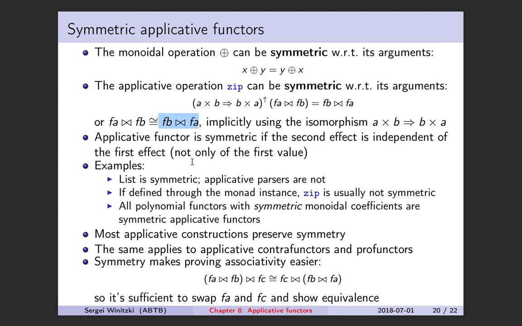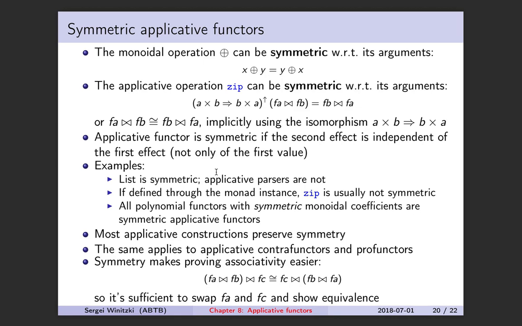But there are some examples where it holds. For example, list is symmetric, manifestly so, because you can just permute the list elements. A good example of non-symmetric applicative functor is parsers. We have looked at this briefly.